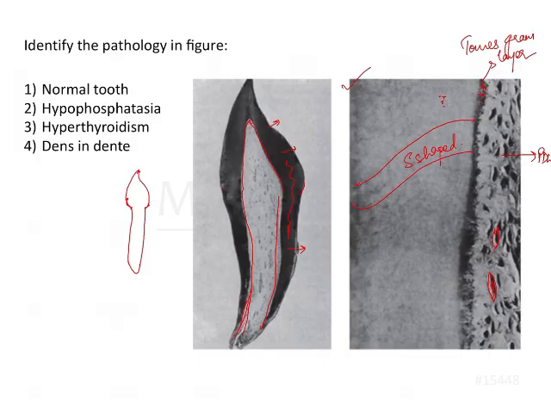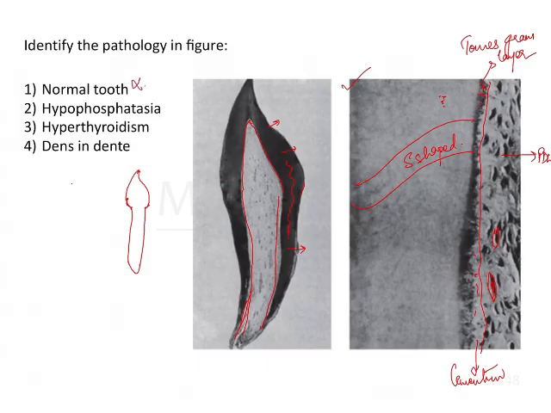However, after the Tome's granular layer, you are supposed to have one more layer of mineralized tissue over here, which is the cementum. And that cementum is very clearly missing in this picture. Okay, so the answer is not normal tooth.